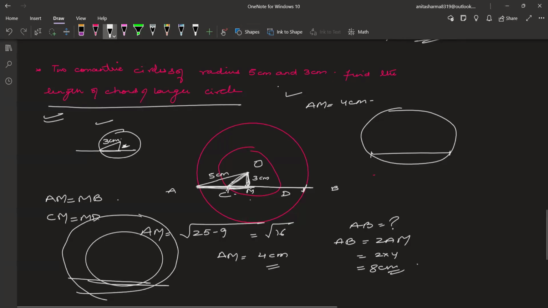Okay? Figure will be like this only. Just wait. Like this. This is OM. This is OA. And this is OP. Clear, beta? Yes, ma'am. Now it is clear. So this is 3 centimeter. Now understood this thing? Yes, ma'am. Okay. Please note this. Hurry up.